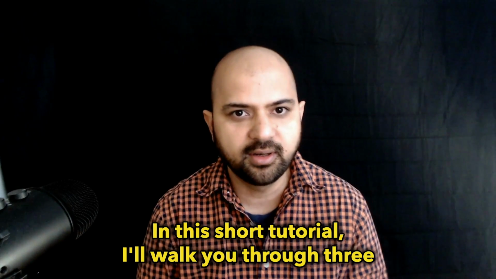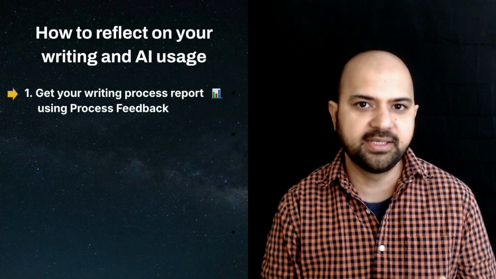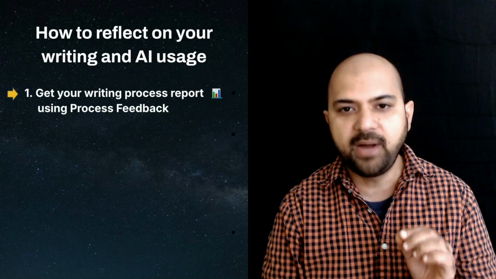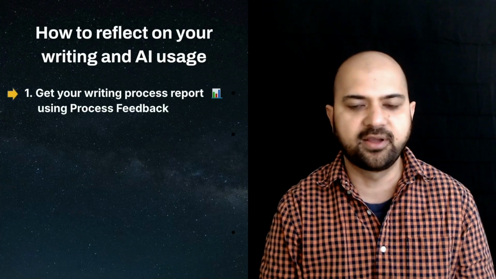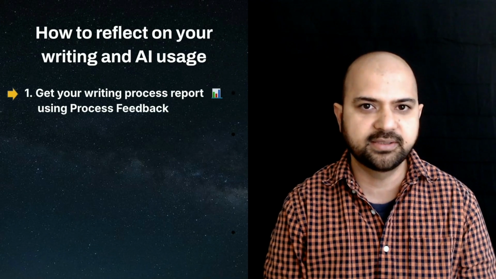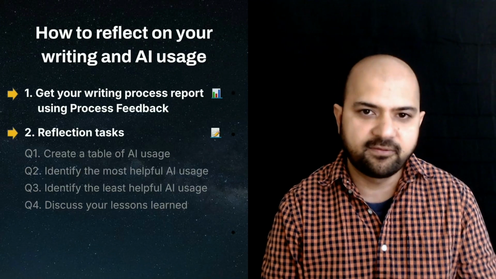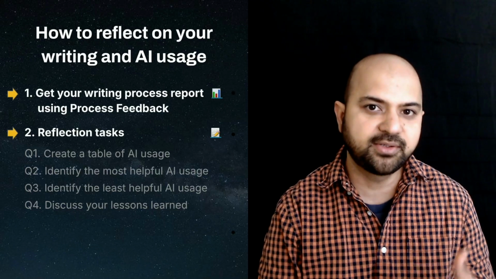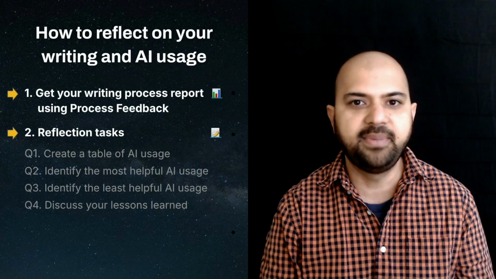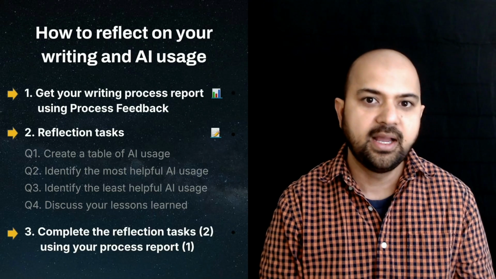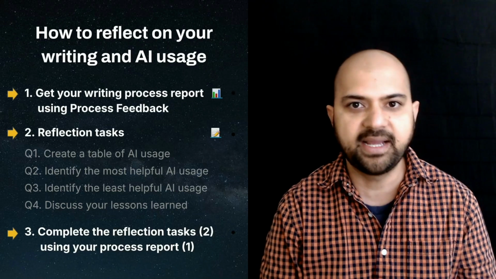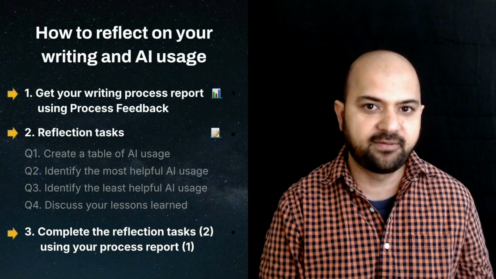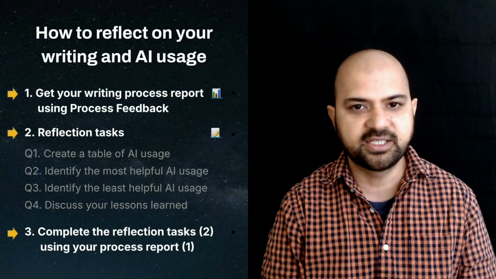In this short tutorial, I'll walk you through 3 key points. First, you'll learn how to analyze your writing process. I'll introduce a powerful free tool called Process Feedback, a tool we developed specifically for students to reflect on their writing process. Next, we'll explore reflection tasks that'll help you assess your AI uses and understand its impact on your writing. Finally, I'll show you how you can use your writing process report obtained from Process Feedback in step 1 to complete these reflection tasks that we will cover in step 2.